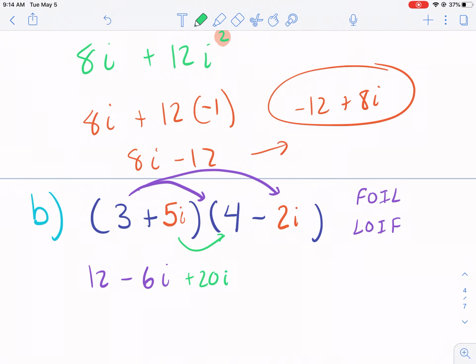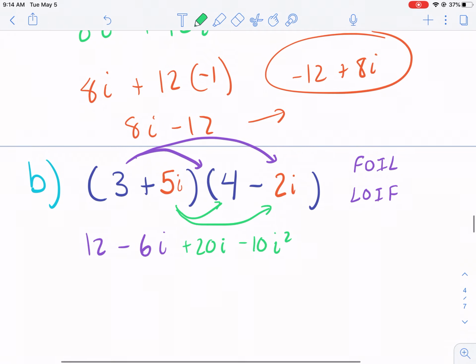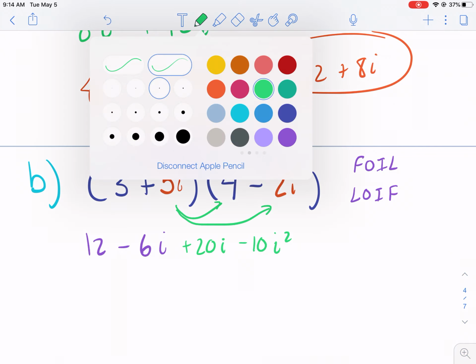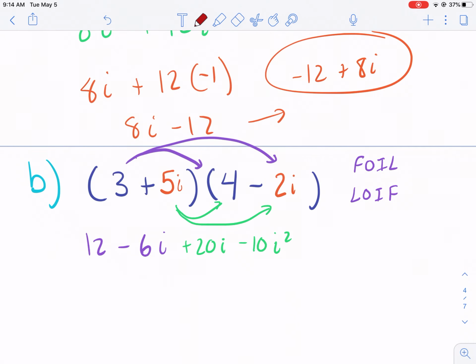This is one where we have to be careful. We're multiplying i's together. We have positive, or excuse me, that's negative 10, and then we have i squared. So we need to be careful with that. Okay. Now we have negative 6i and positive 20i.